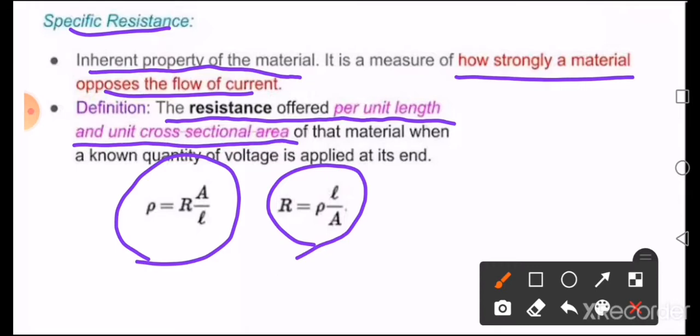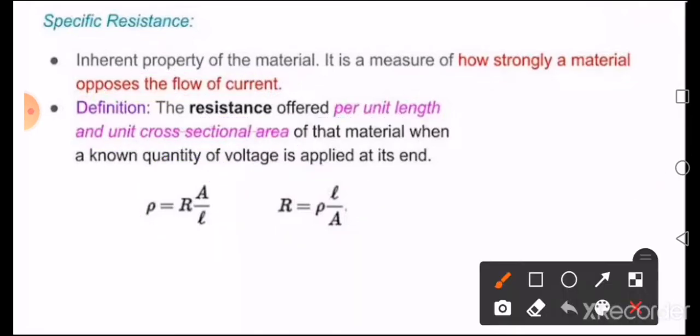So for each unit length and per unit area of cross section, whatever resistance is offered whenever you apply an amount of voltage, that you call the specific resistance. And here you have the equation for specific resistance. That is very important for doing numericals also.